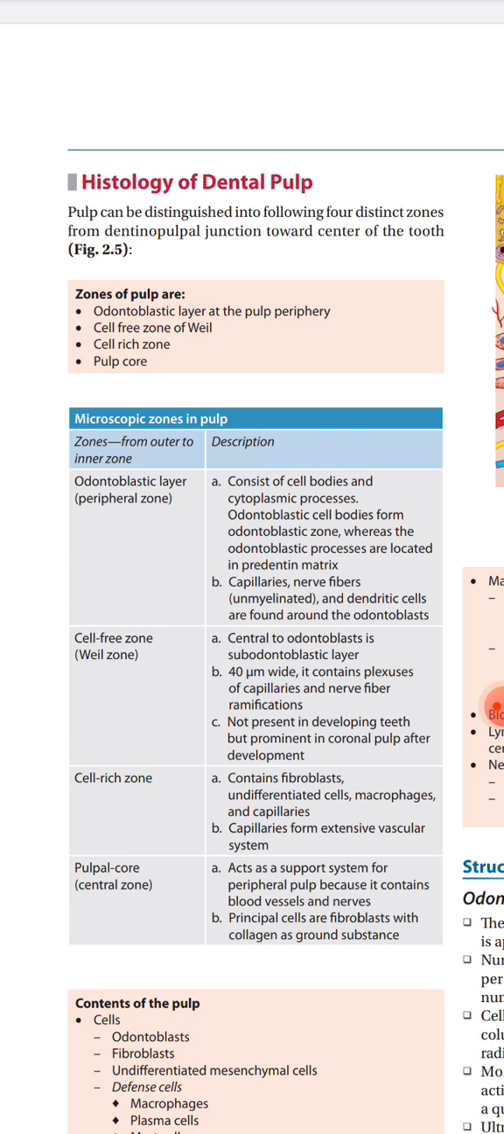Third, the cell-rich zone contains fibroblasts, undifferentiated cells, macrophages, and capillaries. Capillaries form an extensive vascular system. Fourth is the pulpal core, the central zone. It acts as a support system for the peripheral pulp because it contains blood vessels and nerves. Principal cells are fibroblasts with collagen as ground substance.